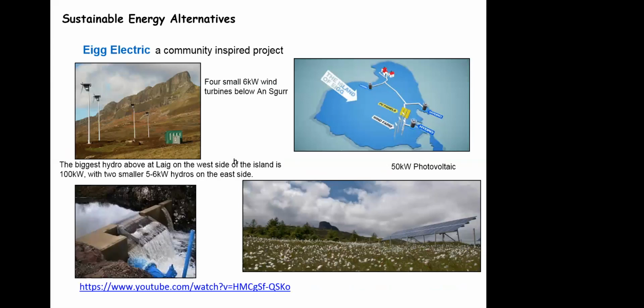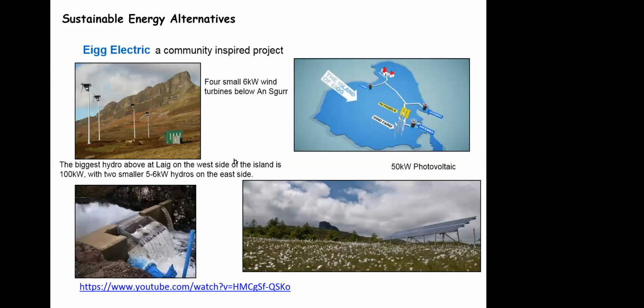It's the Isle of Egg off the west coast of Scotland. It is an island. The community bought the island themselves, so it's a community-owned island, which means that they can do quite a lot of things that other communities in Scotland can't do, and elsewhere in the world as well. So they decided to create a community-owned energy company.